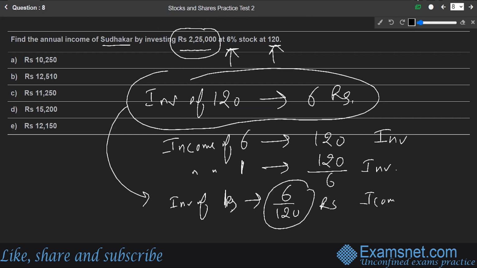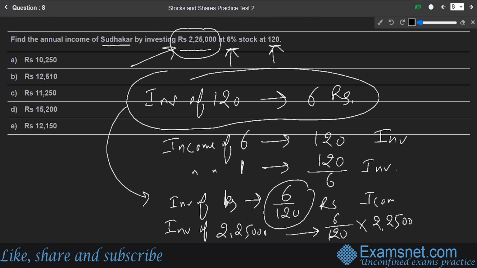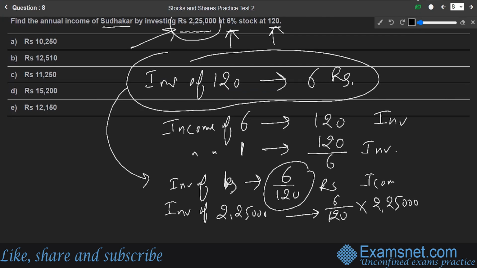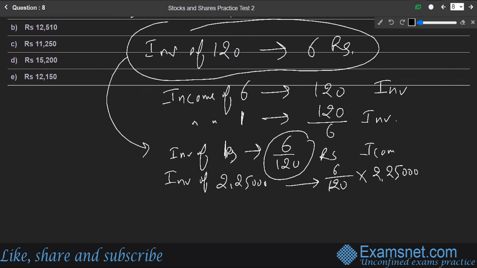Okay. How much have you invested? You have invested 2,25,000. So investment of 2,25,000 will give how much? Simply multiply, because that is the unitary method, multiplied by 2,25,000. This is what we have to perform. So let us cut down the 0s quickly. 0 is gone. 6 cut 12 by 2.